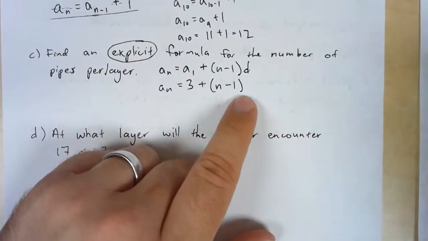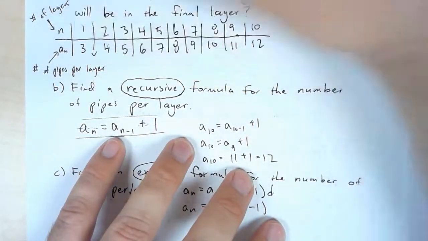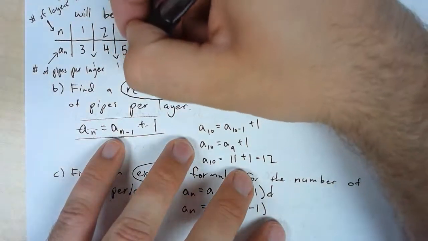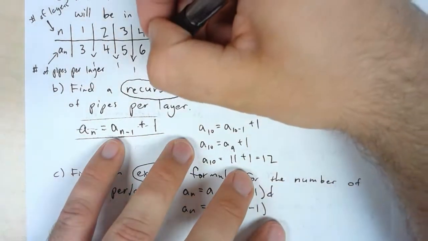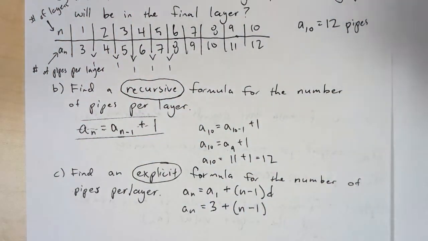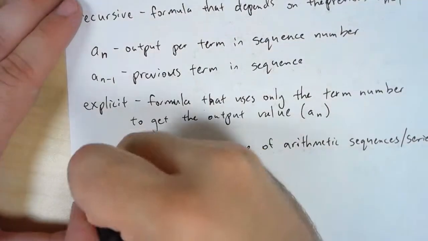So if we just say we want the common difference, that says we take any of them and we subtract. So if we look up here, 4 minus 3 is 1. 5 minus 4 is 1. 6 minus 5 is 1. 7 minus 6 is 1. 8 minus 7 is 1. And that's the key thing that makes this an arithmetic sequence. It's an arithmetic sequence because it has a common difference.